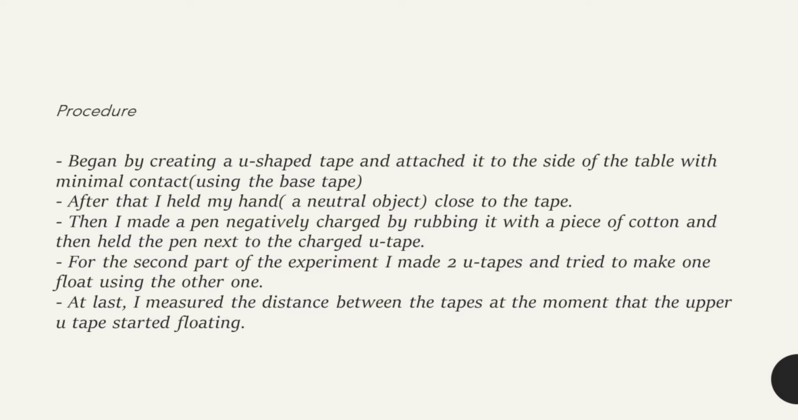Then I made a negatively charged pen by rubbing it with a piece of cotton and held it close to the charged U-tape. My observation was that the pen and the tape attracted each other, which concludes that the tape is positively charged. For the second part of the experiment, I made two U-tapes and tried to make one float using the other one. At last I measured the distance between the tapes at the moment that the upper U-tape started floating, which means we're at the equilibrium point.